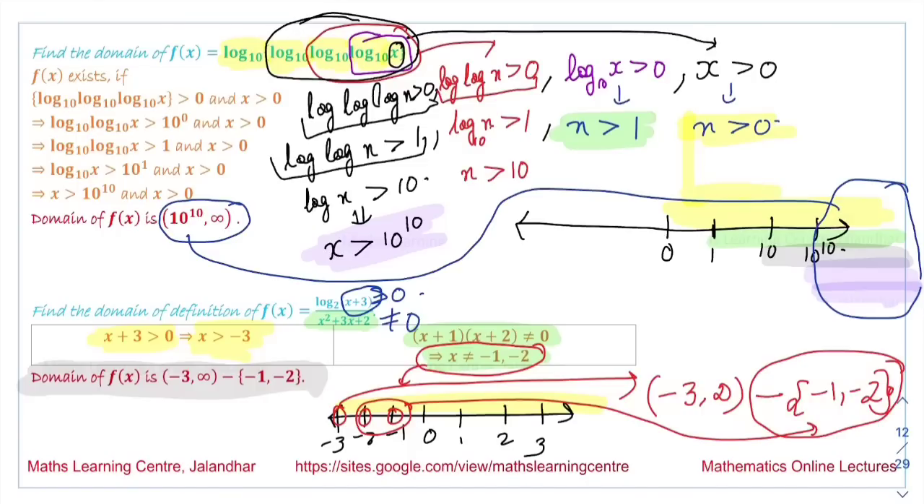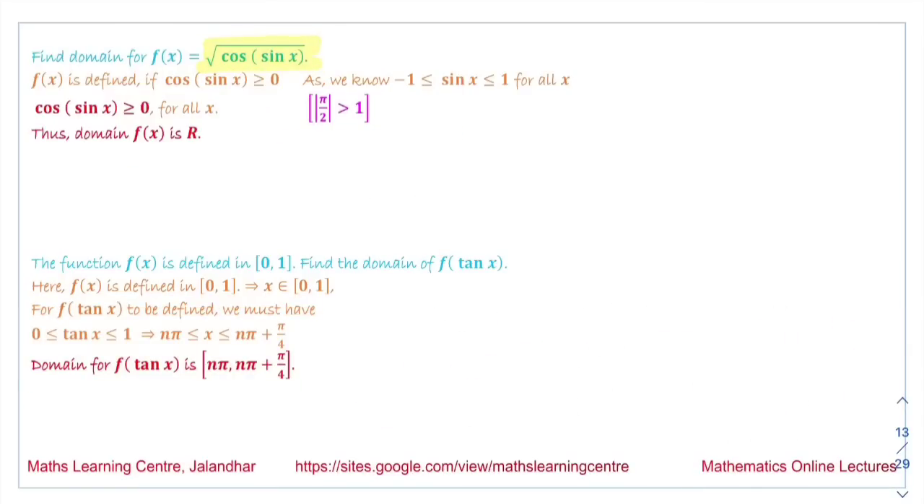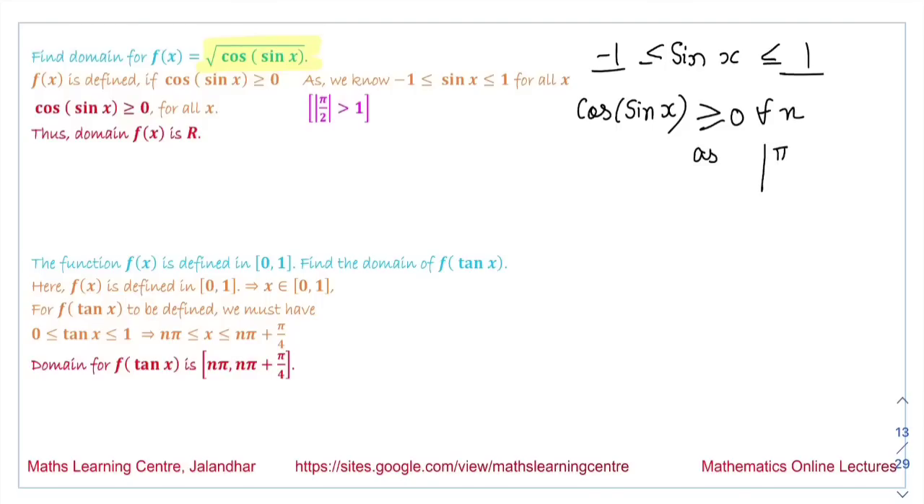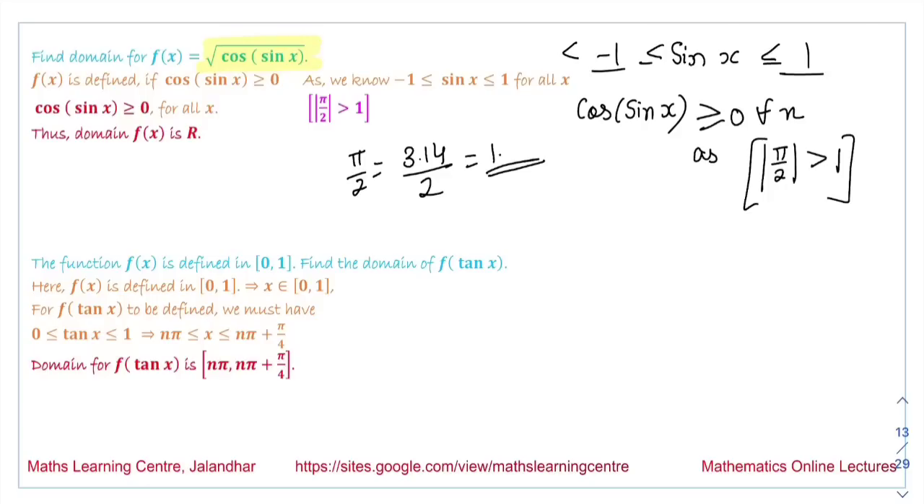Now the next we have is find the domain of f(x) is equal to square root of cos of sin x. Now we know that the value of sin x lies between minus 1 and 1. And when we are talking about the value of cos of sin x, the values of sin x are between minus 1 and 1. And we know that this value is greater than or equal to 0 for all x as mod of pi by 2 is greater than 1. We are saying mod of pi by 2 is greater than 1, which means if we calculate the value of pi by 2, this is 3.14 by 2. So that is 1 point something. So we are saying that this value is greater than minus pi by 2 and less than pi by 2, whatever the value of sin x we obtain.